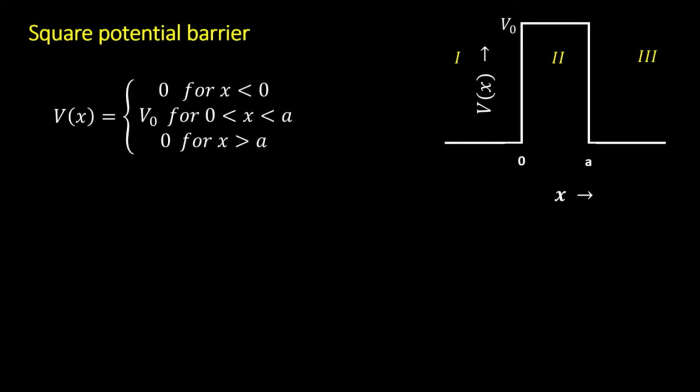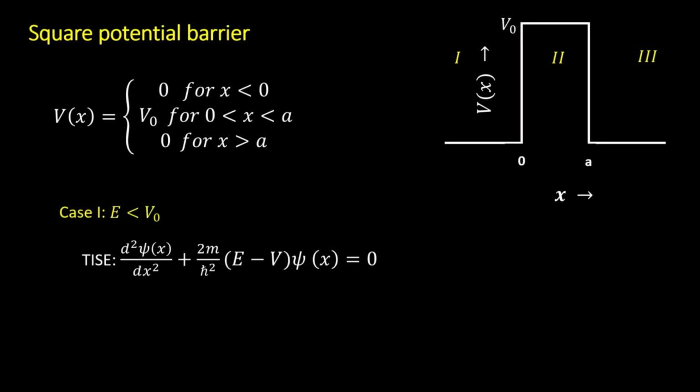Classically, if the energy of the particle is less than this barrier height, it will always be reflected back at this barrier, and if E is greater than the barrier height, it will be transmitted to region 3. So let's analyze the problem quantum mechanically. First let's see what happens if the energy of the incident particles is less than the barrier height.